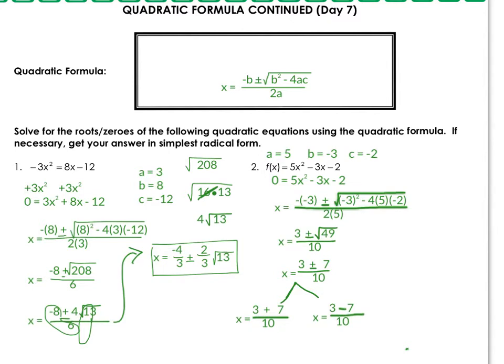So on the left, I end up with x equals 3 plus 7 divided by 10. So 3 plus 7 is 10. 10 divided by 10 is 1. So my first answer is x equals 1.